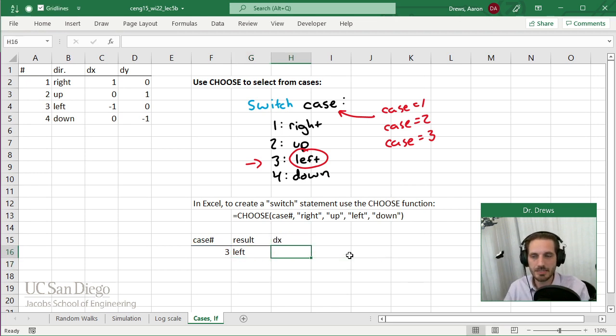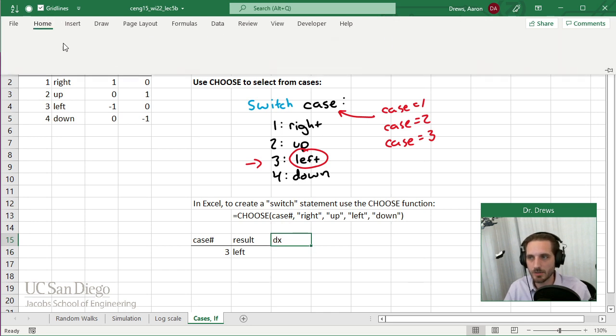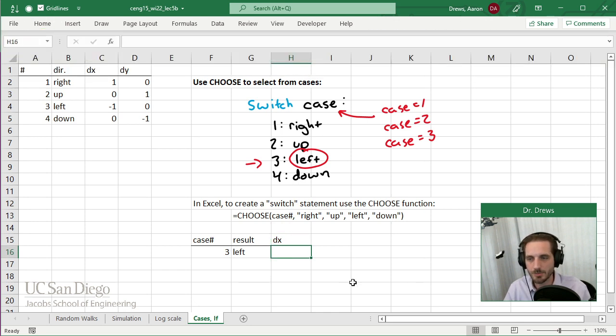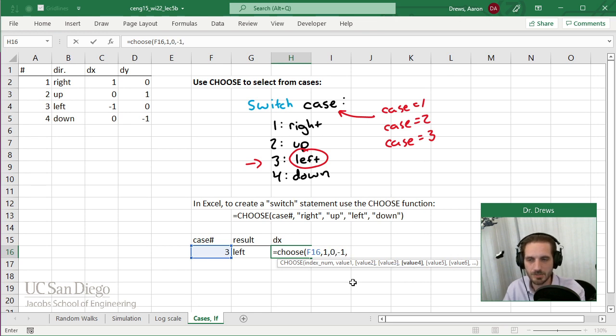Similarly, if we're doing the dx displacement, and I'm not going to go through the dy as well because it'll look similar, what we would do here is say equals choose. Which one do we want? We want case 3. Well, now we have to enumerate the numbers that could potentially come out. So if we were to go to the right, it would be 1. If we go up, it's 0. If it's left, it's -1. And if it's down, it's 0.